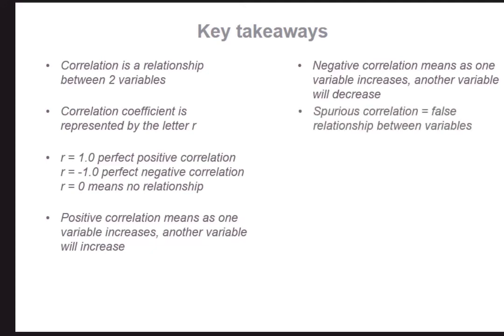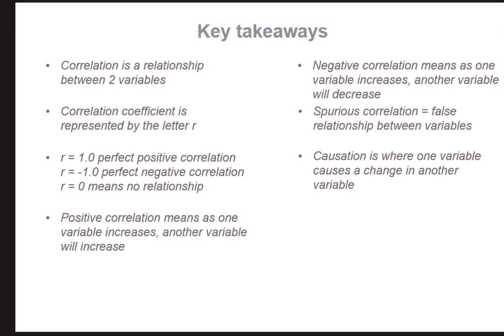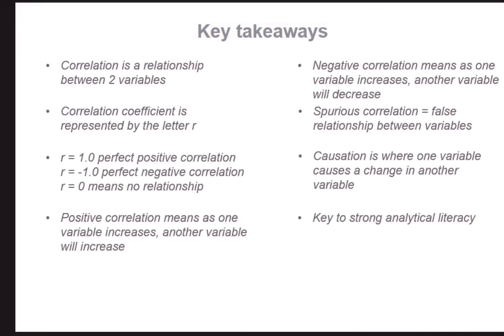Spurious correlation is where correlation exists, but there is not a relationship between the variables. The correlation is spurious or false and illegitimate. Causation is a relational position between variables, but with one large difference compared with correlation. In causation, one variable causes the change in another variable. Becoming literate within correlation and causation is a key strength to helping you interpret analyses and data.